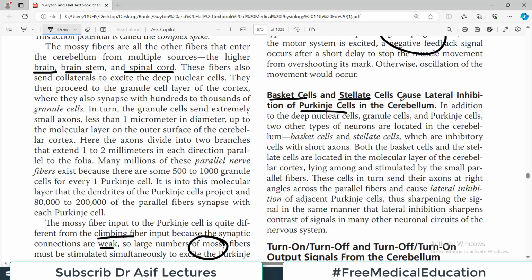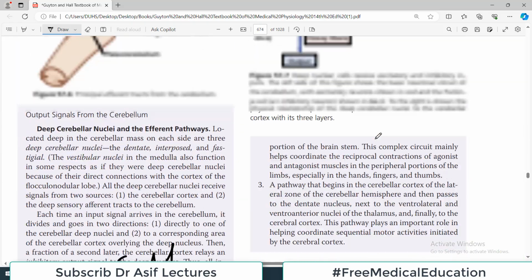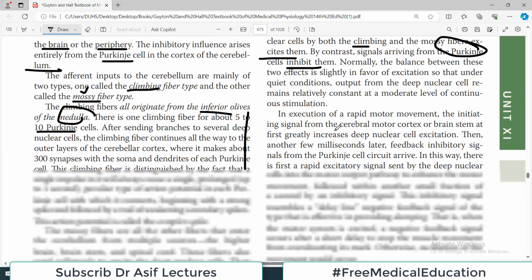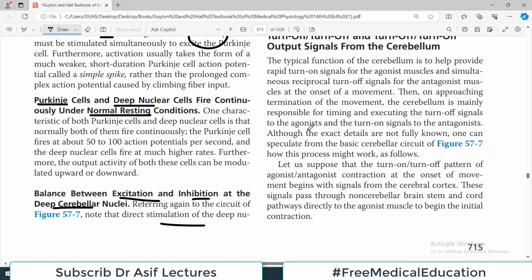In addition to deep nuclear cells, granule cells, and Purkinje cells, two other types of cells are also present, called the basket cells and the stellate cells, which are inhibitory cells with short axons. So basically, they are also trying to inhibit. The point is that this is the output. So to inhibit this output there are so many different structures available, and the whole purpose is to find a nice balance in the movement. Okay? I don't know more details than this.